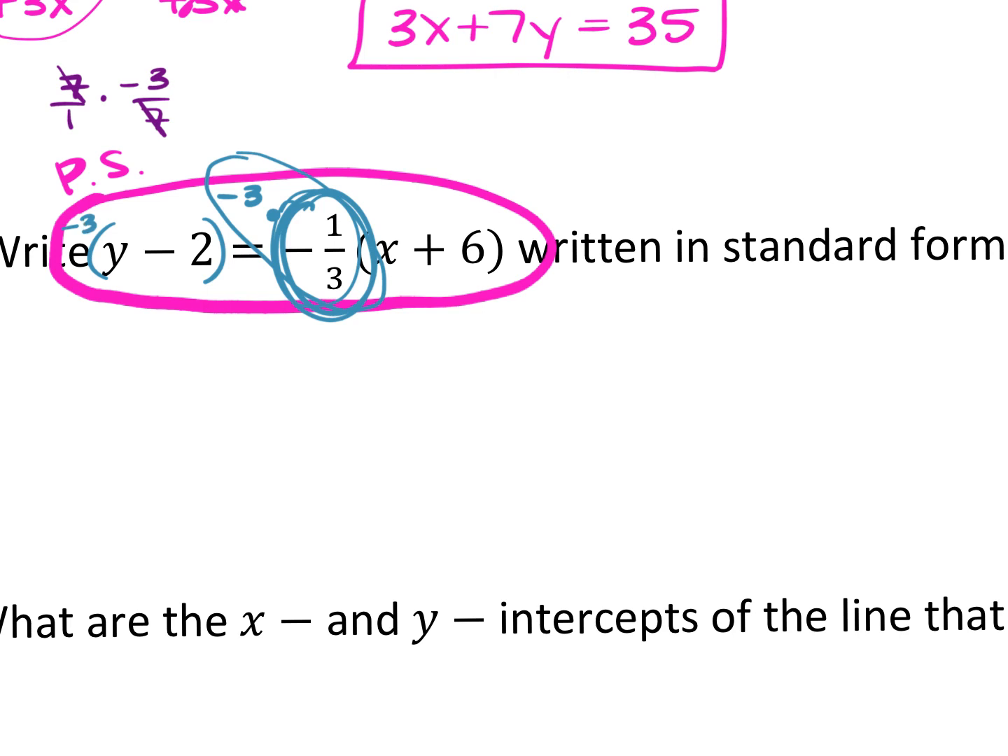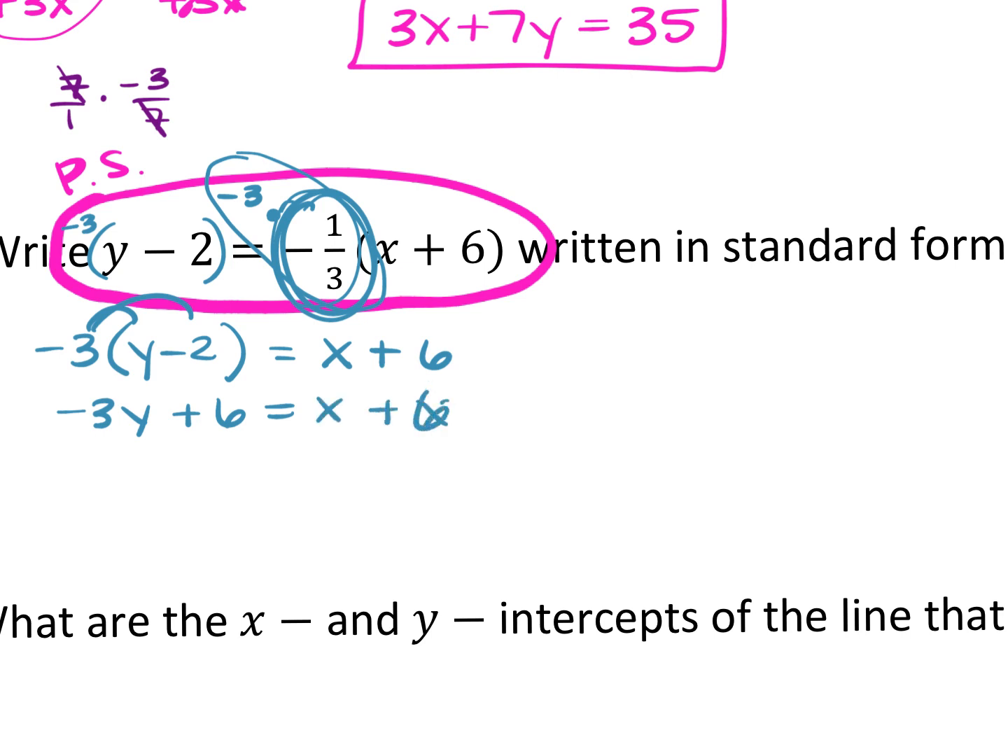But you would multiply both sides by -3, so it's -3 times y minus 2 equals, and then all you're left with over here is x plus 6, because the -3 and 1/3 got multiplied and they reduced to 1. Okay? If you do it this way, then I would distribute, so -3y plus 6 equals x plus 6.